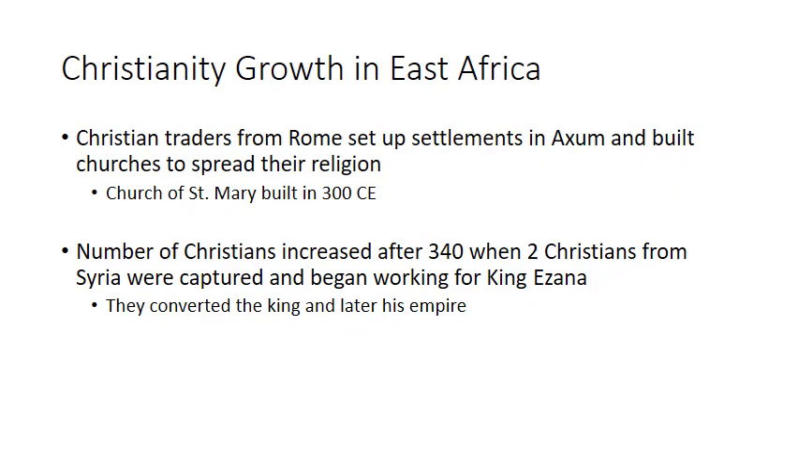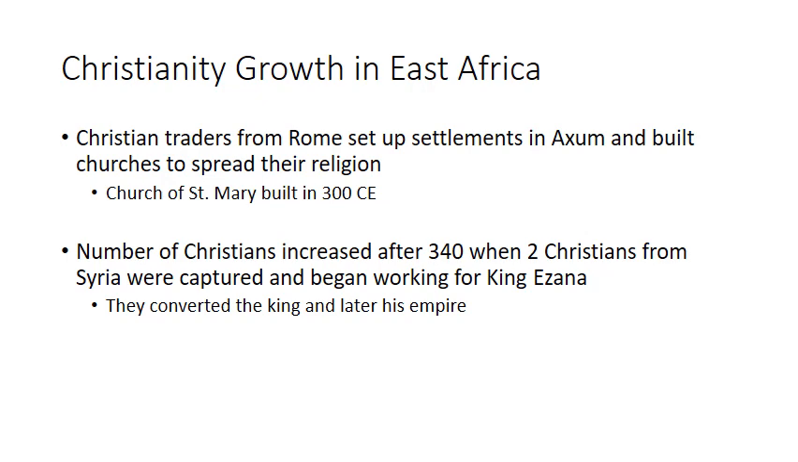While Islam grew in the west of Africa, Christianity grew in East Africa. Christian traders from Rome set up settlements in Axum and built churches to spread their religion. The Church of St. Mary was built in East Africa in 300 CE or AD.